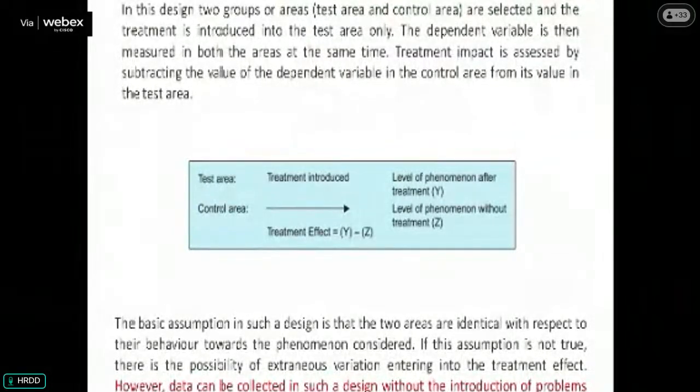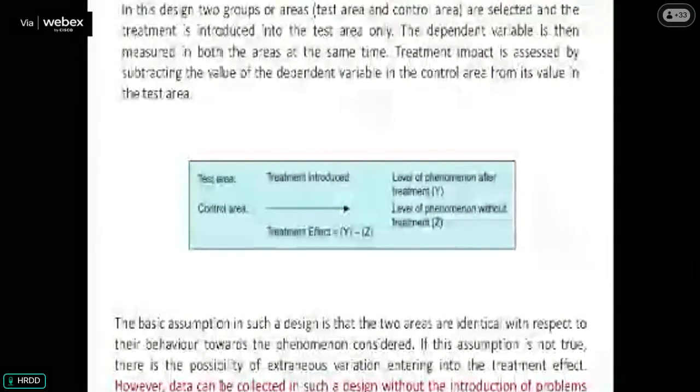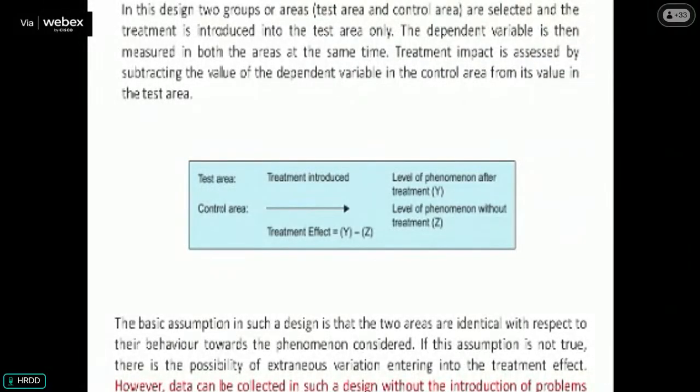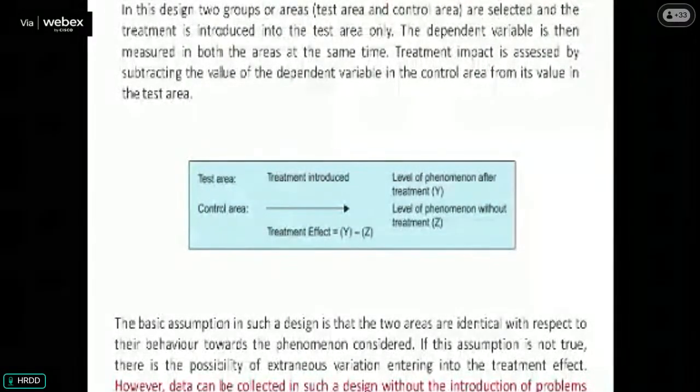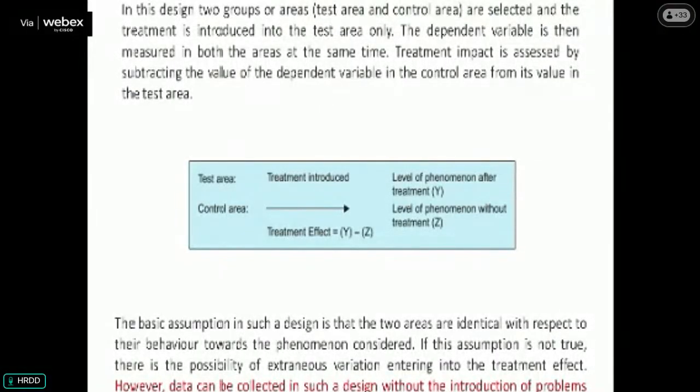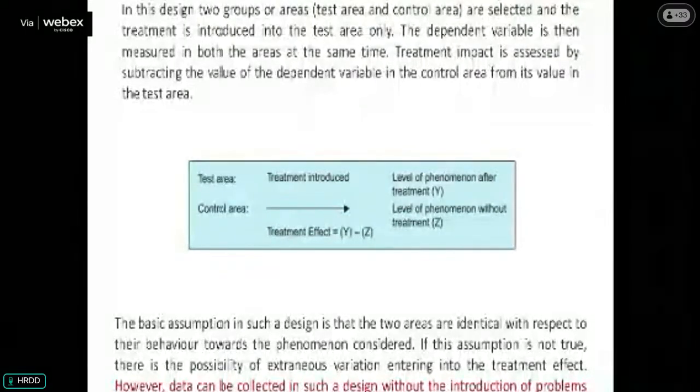You have the test area, you have the control area. We introduce the treatment in only the test area, meaning the experiment you are doing, and here this is the control. Control means no manipulation, usual conditions. The treatment is introduced in the test area, the experimental area where you are manipulating, and in both you are measuring the phenomena output, the dependent variable. So the dependent variable is measured in both areas at the same time after the introduction of the treatment, not initially. They have done it for Y in the test area, and for the control area.